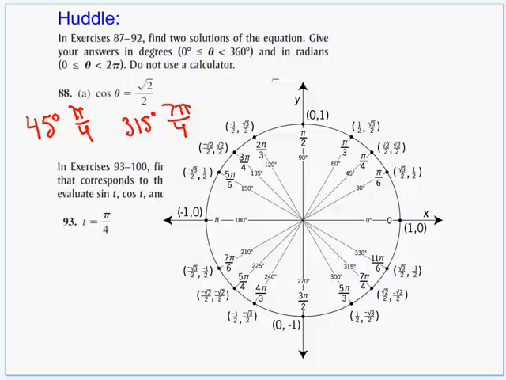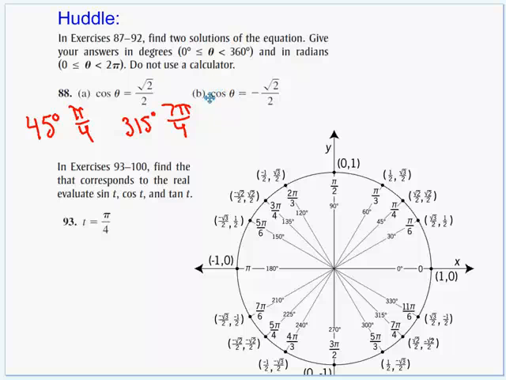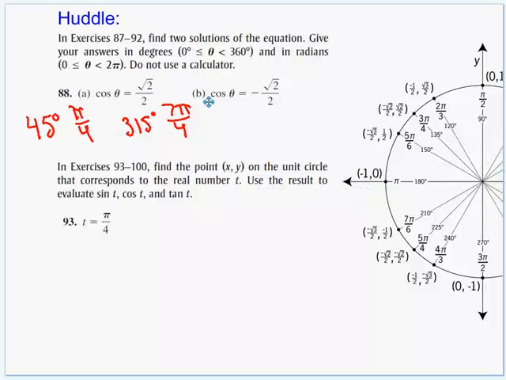Now let's check out part B. The only difference here in B is now we want cosine of theta equal to negative square root of 2 over 2. So I can even slide the unit circle over here because cosines are x values. Now we want negative x values. And that occurs here in quadrants 2 and 3. So where do we have x values equal to negative root 2 over 2? Well, here's an x value at negative root 2 over 2. Yep, here's another one down here.